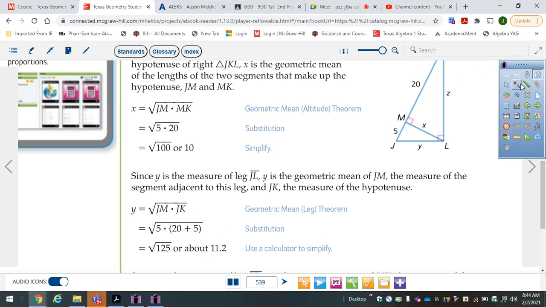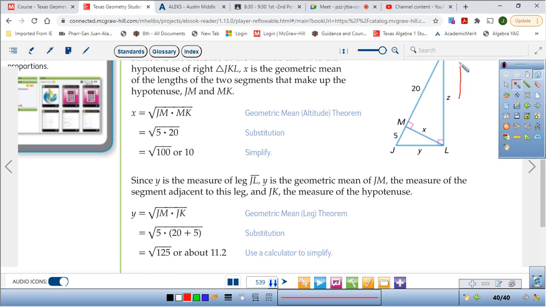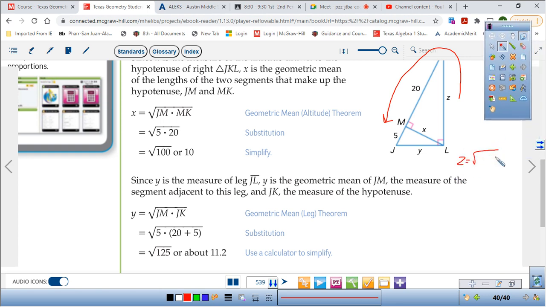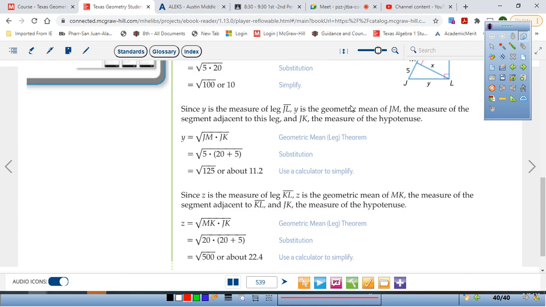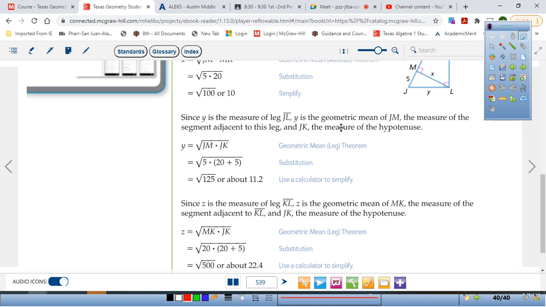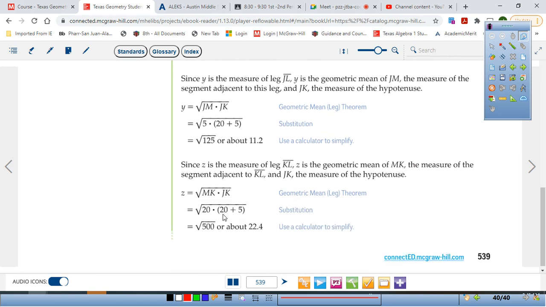Okay, now let's go with Z. Z would be the geometric mean, going this way now. So we're going to go with Z equals the geometric mean of 20 and 25. Okay, so I'm going to zoom out. I think, okay, no, 20 and 25. And so there it is, 20 and 25. So that's about that much.